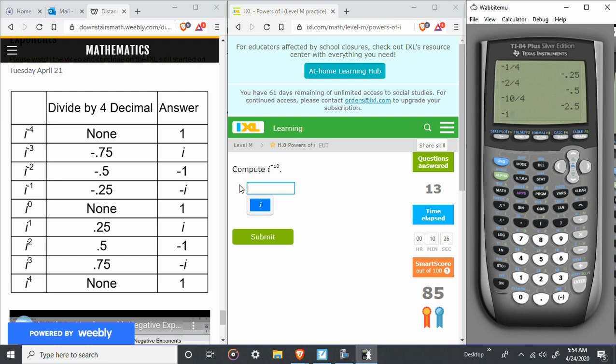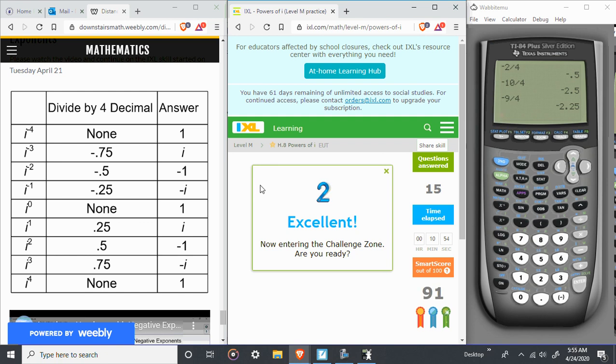Again, if you want the specifics for why this works, please watch yesterday's video. It goes over it very much in detail, and if that helps you, that's great. I have the negative 9. Negative 9 divided by 4 is negative, and it ends in 0.25. So negative and ends in 0.25, I should have negative i as my answer.